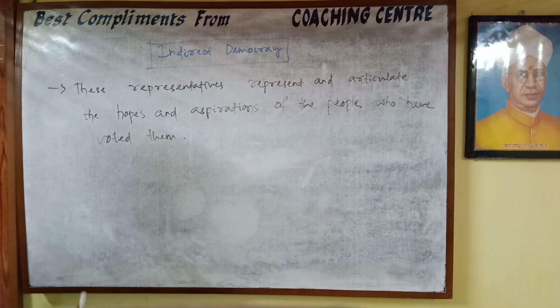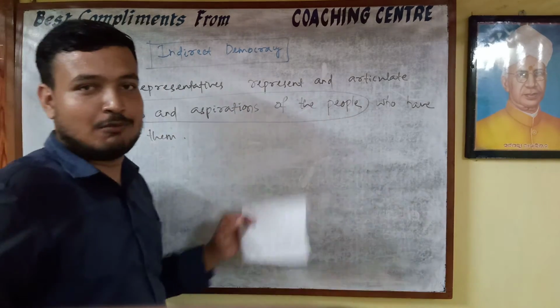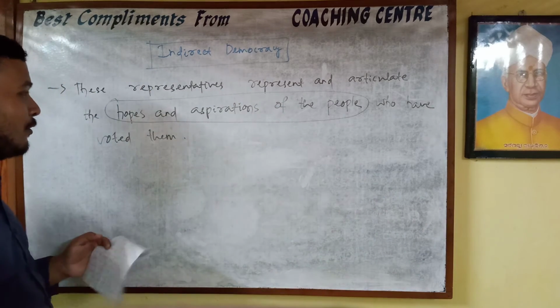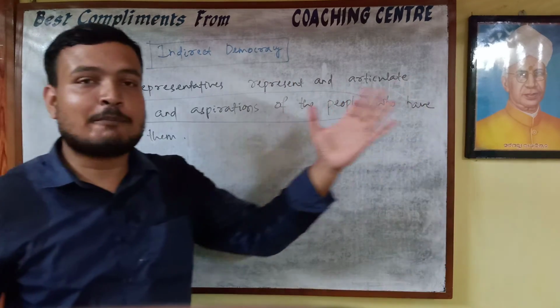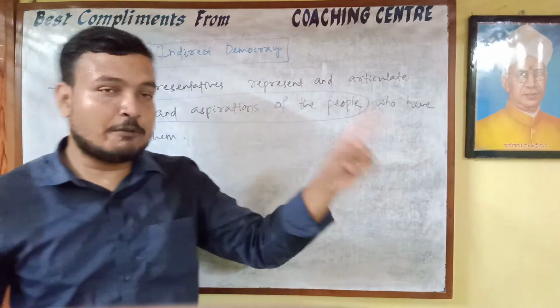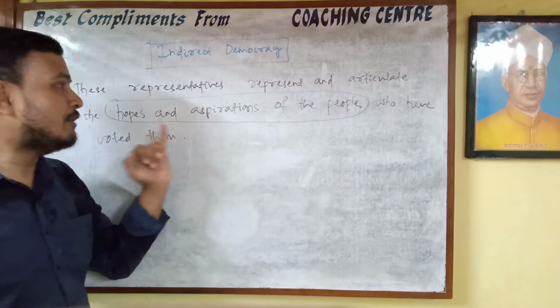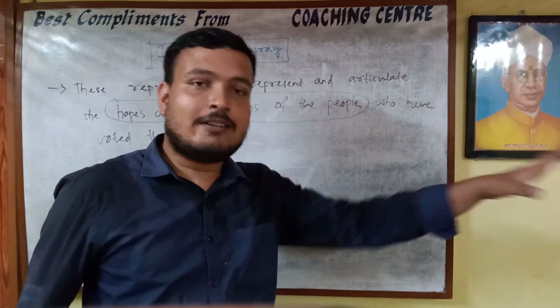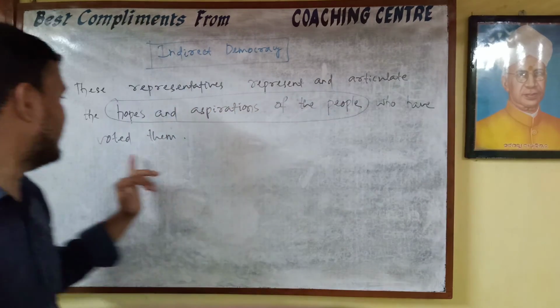See the words: these representatives represent and articulate the hopes and aspirations of the people. See the words, hopes and aspirations of the people. That's why political science is charming. Yes or no? The people say, we have trust in you. That's why we have chosen you for the parliament, and you must do something better for us. So that's why we are sending you to the common platform. Hopes and aspirations of the people who have voted them.